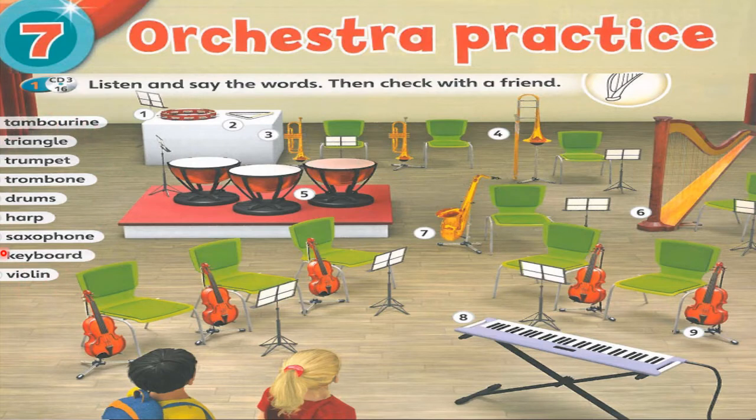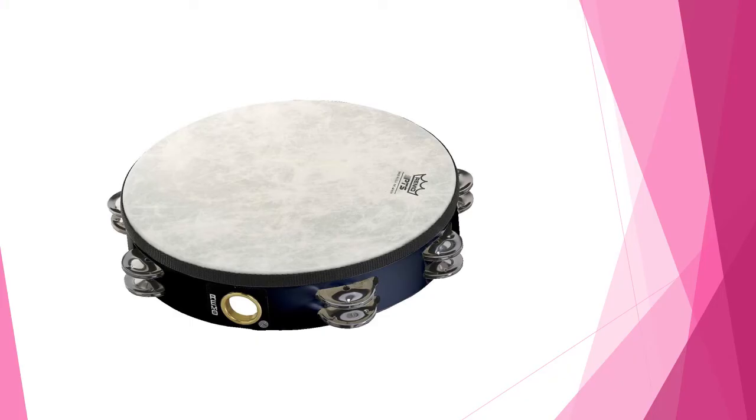Let's get to know the meanings of these instruments, of these words. Let's start. Okay, who can tell me what's this instrument? Thank you. It's tambourine. Repeat after me. Tambourine. Again, tambourine. Tambourine means daf saghir.